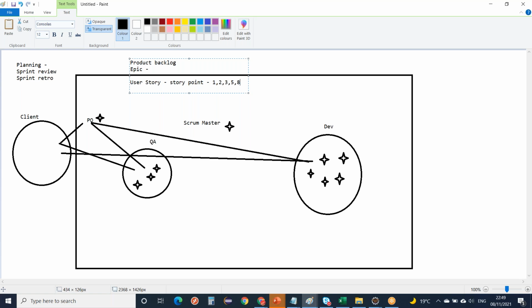Story point 1 means a small amount of work is involved, that's it. A small amount of work means any change in a page or any UI-related change; that will be one story point. Two story points means what? It is a bit complex. Three is much more complex, like that.